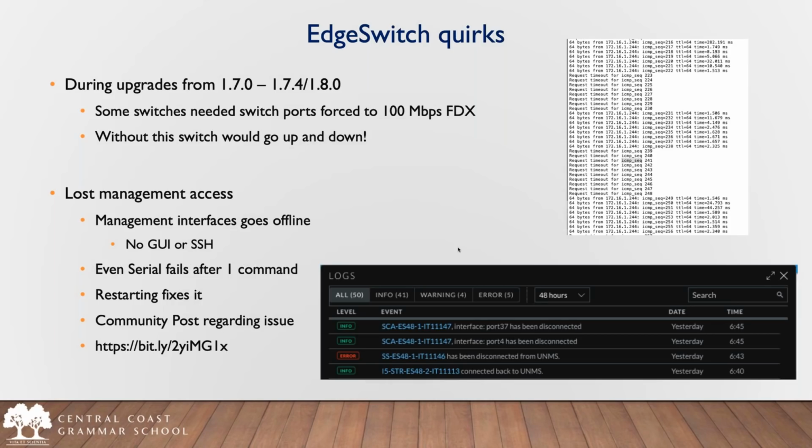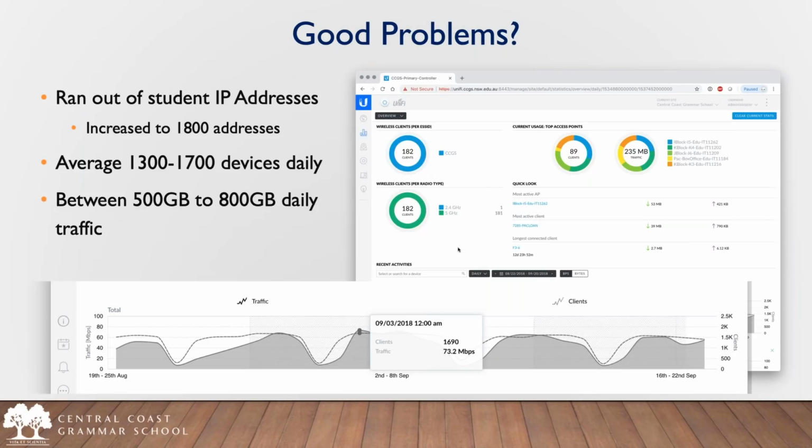I had good problems though, and these are the problems I like. I ran out of student addresses in our first week of term 1 this year when everything was up and running, because students were connecting more and more of their devices every day. We averaged 1,300 to 1,700 daily devices and about 500 to 800 gigabit of daily traffic.